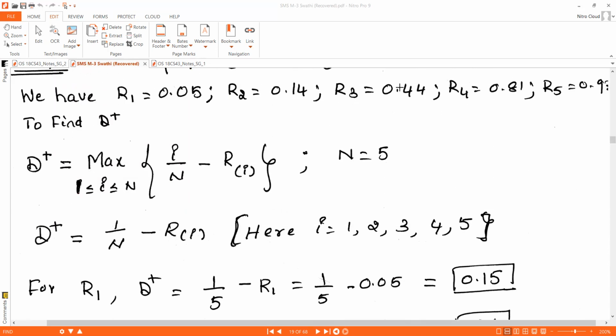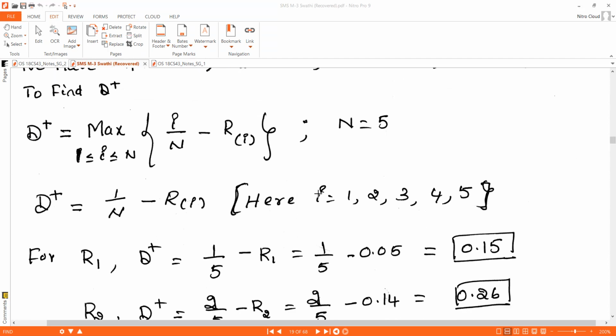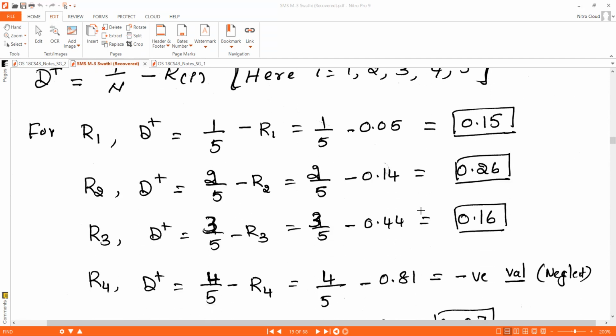R3 value is 0.44. We'll substitute the 0.44 here in place of R3. So 3 by 5 minus 0.44, we will get 0.16.